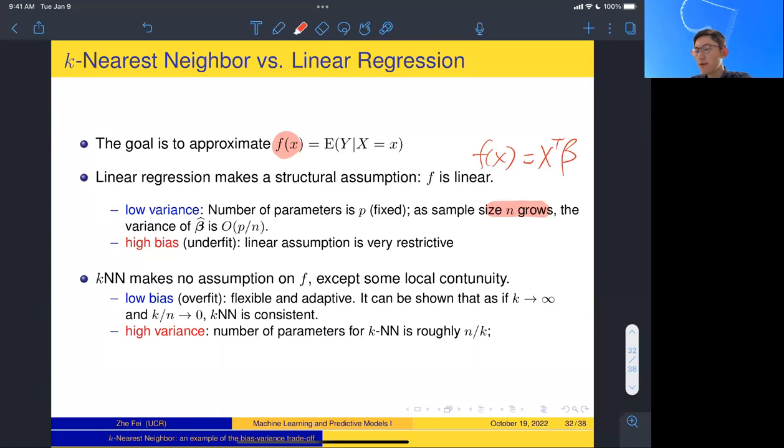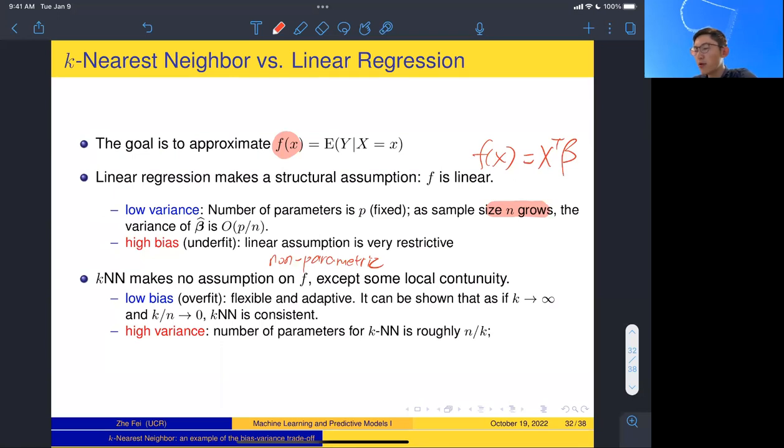On the other hand, k nearest neighbor makes no assumption on f, and that's actually what we saw at the beginning. That's why we call this non-parametric, meaning that we do not impose parametric structure on the KNN model. So it is non-parametric, so it is more flexible.